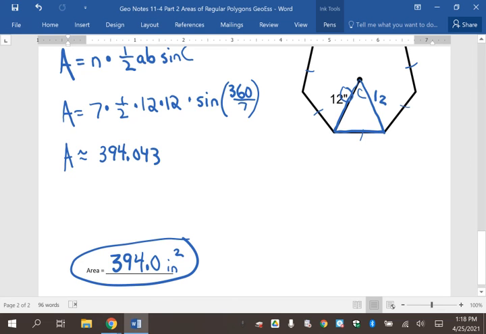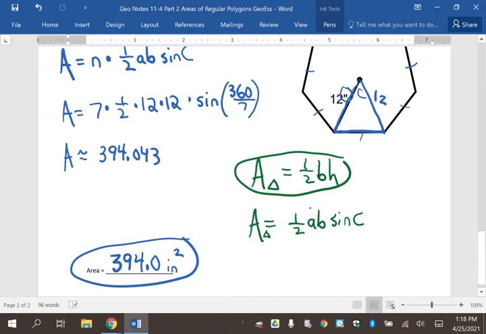Hopefully this was a wonderful review for you all for area of a triangle, which could either be 1/2 base times height, and the other formula for area of a triangle using trigonometry, 1/2 AB sine of C. And we just did a little twist on those two formulas of multiplying that by the number of triangles in each of those polygons.